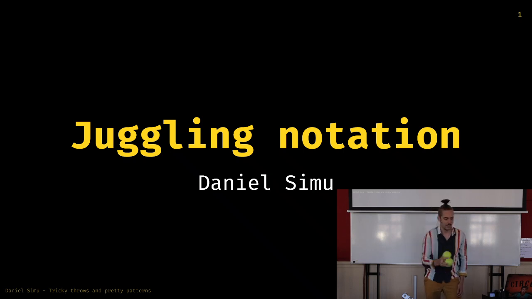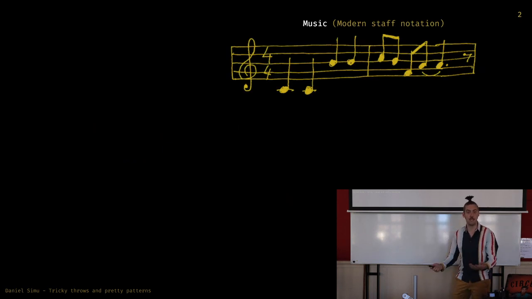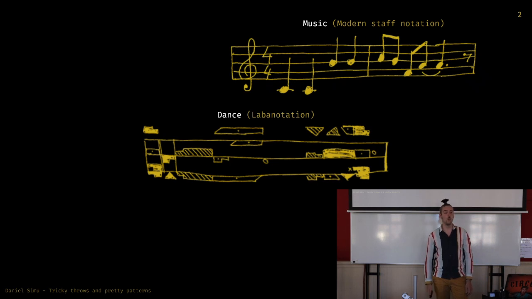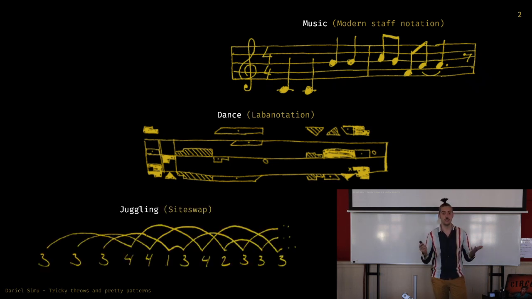Just like in music notation, we can write down music on paper using music notation. We can write down dance on paper using dance notation. We can also write down juggling on paper using a juggling notation.